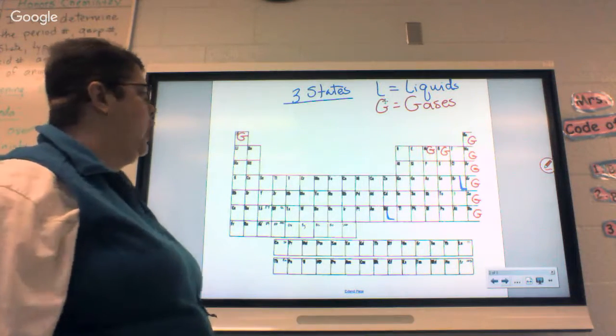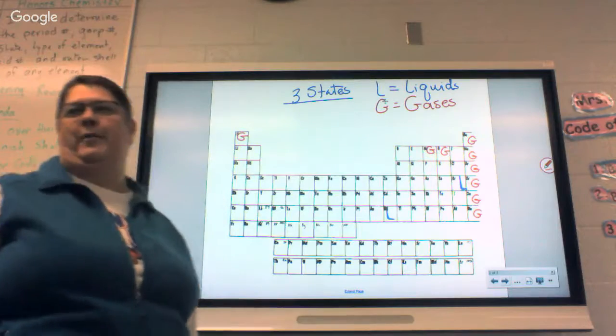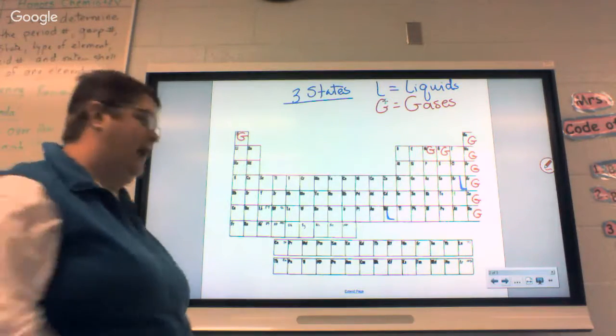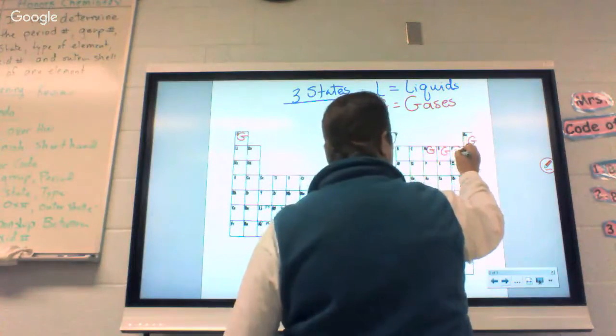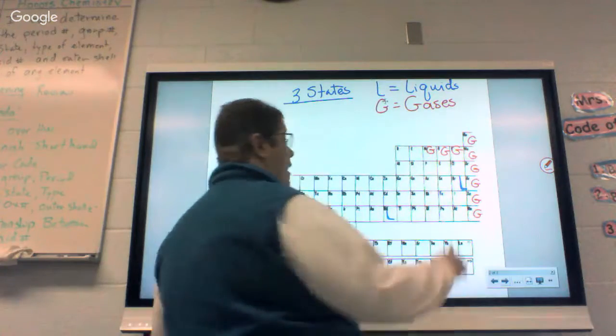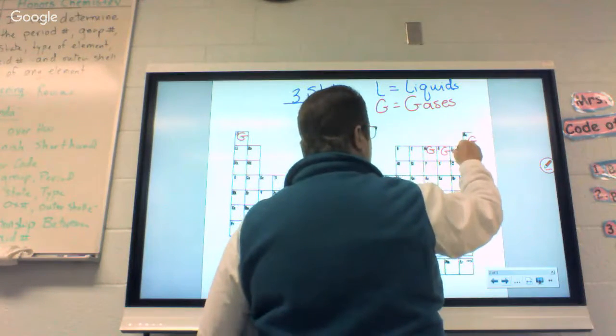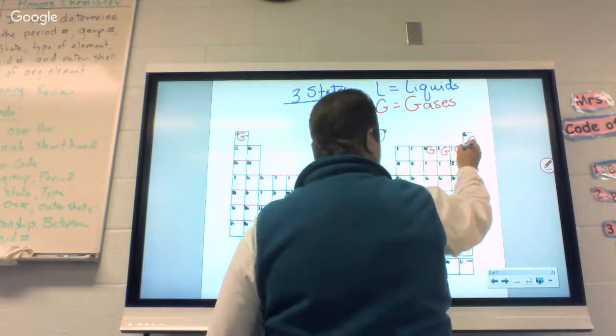Carbon is a black solid. You're writing with it if you're writing with a pencil. Carbon is the black solid. Fluorine is a gas. All right?